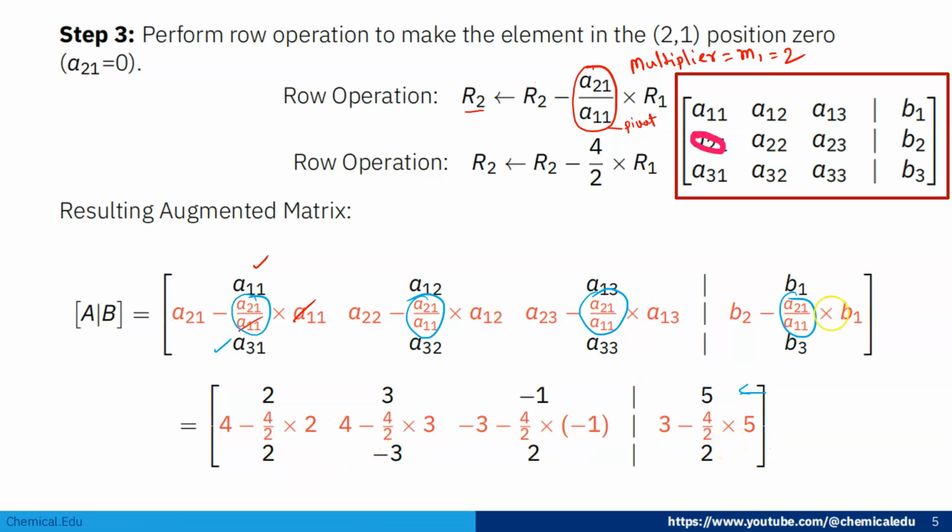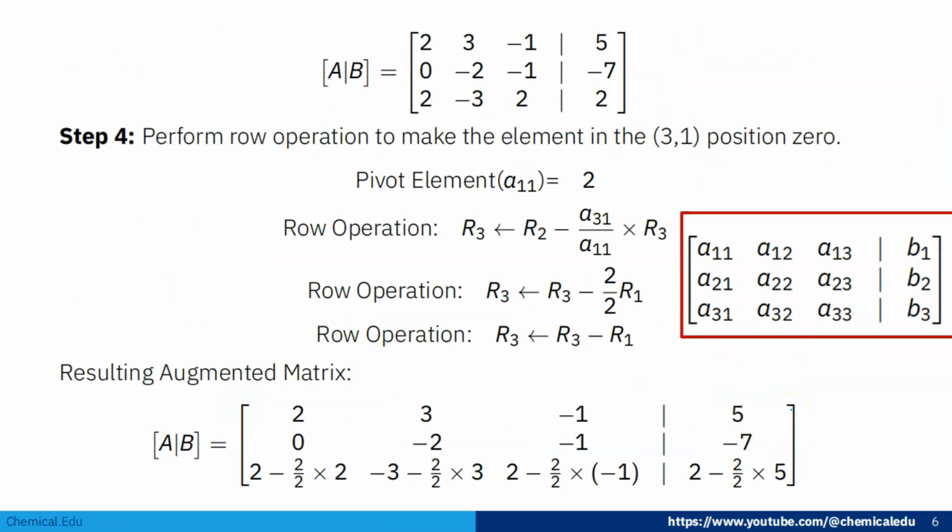Now after doing the calculation of the second row, what we will get is in the next. So you will get this element 0. Now 2 3 minus 1 5 as it is, 0. So now row 2's elements have changed: 0 minus 2 minus 1 minus 7. Now next, perform that second row operation.